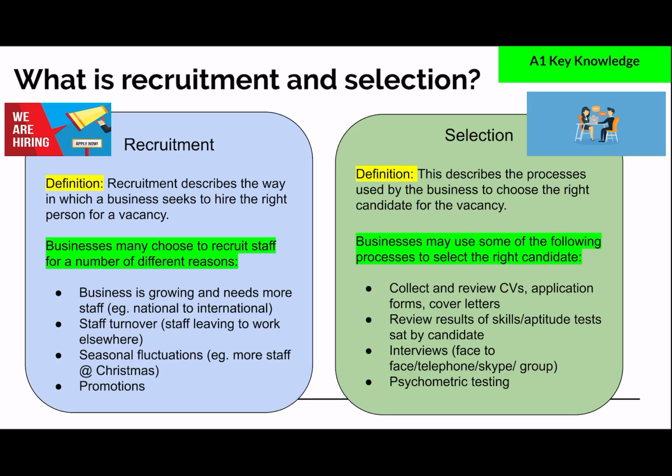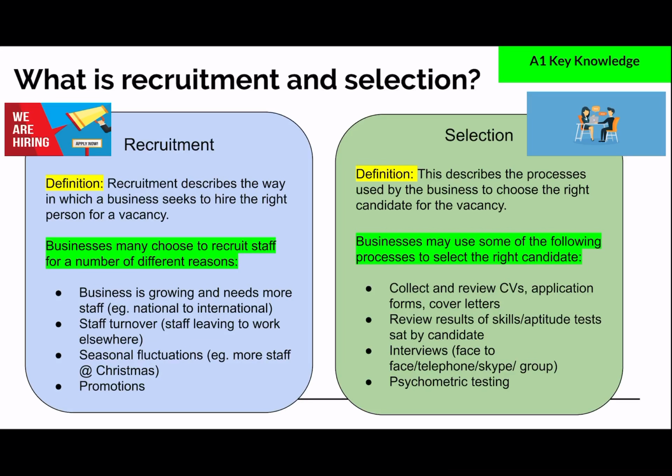Another example could be seasonal fluctuations. This means that there are parts of the year where some industries may need more staff or less staff. A good example of this is in the retail industry. At Christmas time, organisations are going to need more staff in order to cover that demand. It is inevitable that during the Christmas period, businesses will see a huge increase in the number of products that they are selling, and therefore, in order to maintain their customer service levels, they need to make sure that they have enough staff to cover those responsibilities.